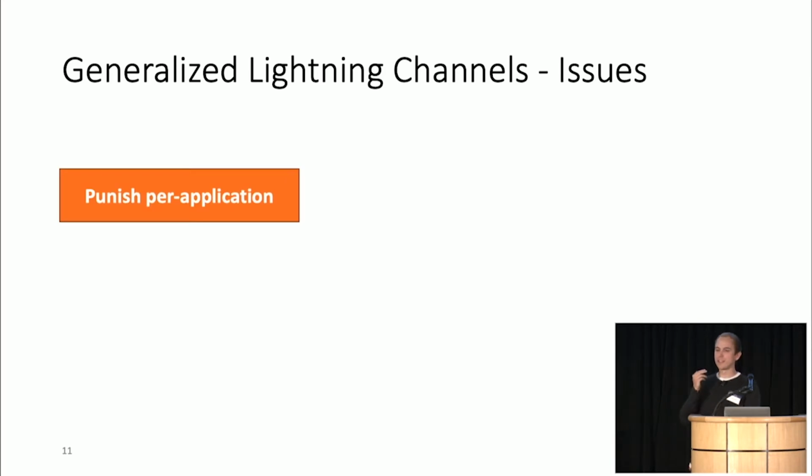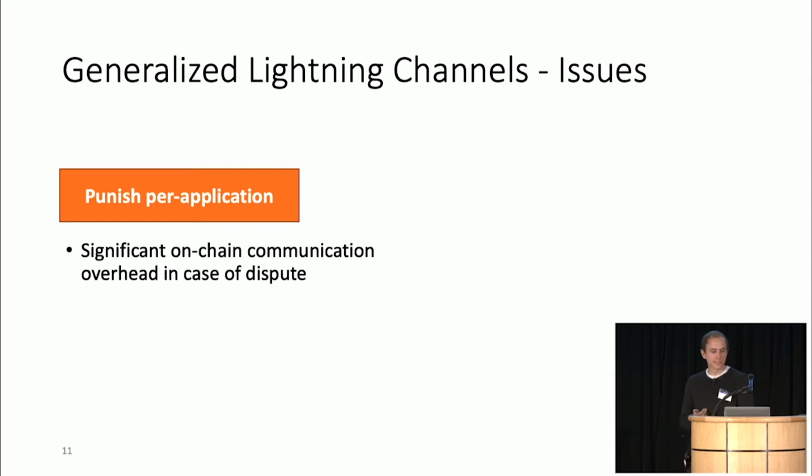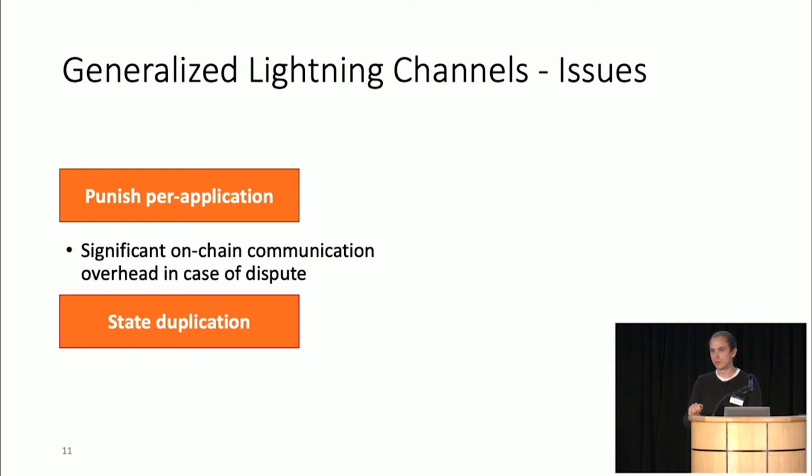OK, so let me now talk a bit about why these things are issues. Why is the punish per application an issue? It's an issue because it incurs a significant on-chain communication overhead in case there is a dispute. Imagine that someone posts an old state, then if I'm the honest party, I need to punish basically every output, which incurs on-chain cost. So it's not desirable.